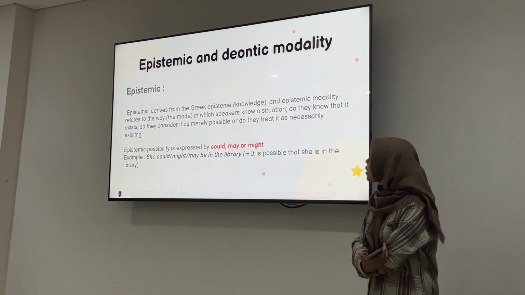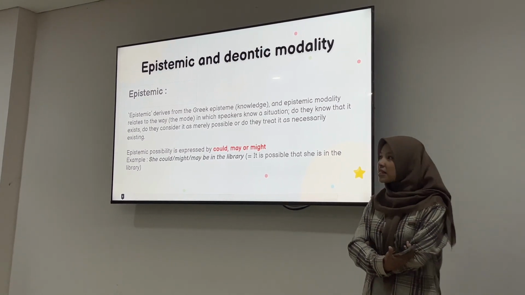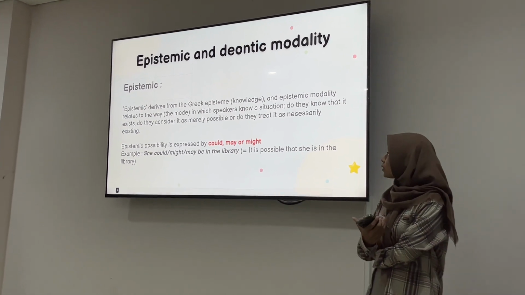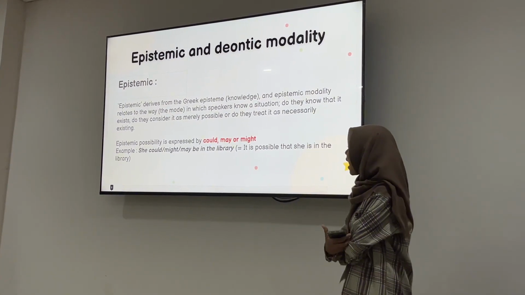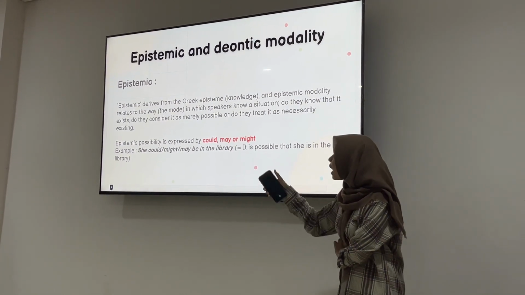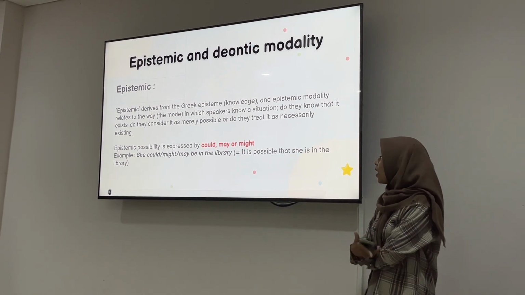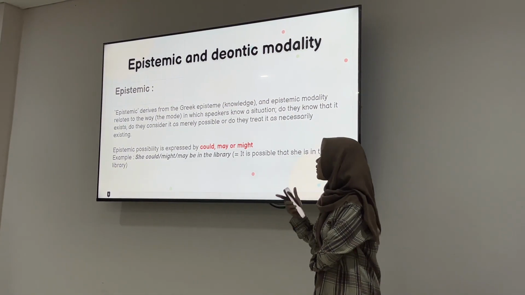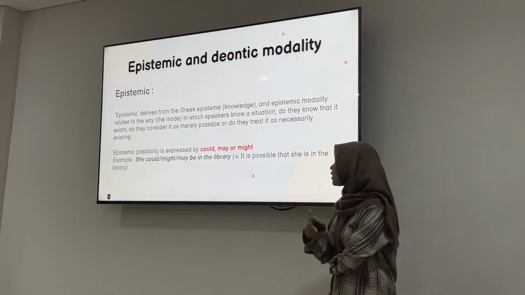So what is epistemic actually? Epistemic is an utterance or sentence based on the knowledge or understanding of the speaker, based on the information that the speaker got before. So we can look at the sentence before we go to the example. Epistemic possibility is expressed by could, may, or might. I put one example here. She could be in the library, or she might be in the library, or she may be in the library.